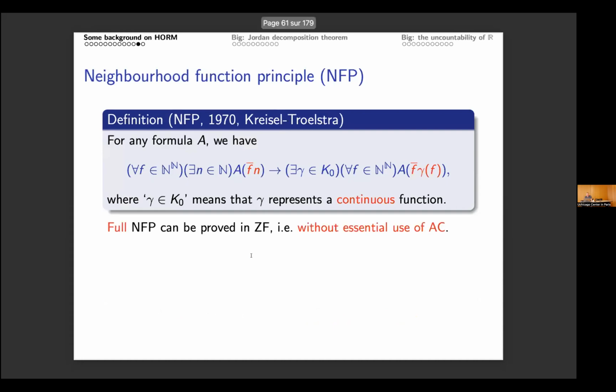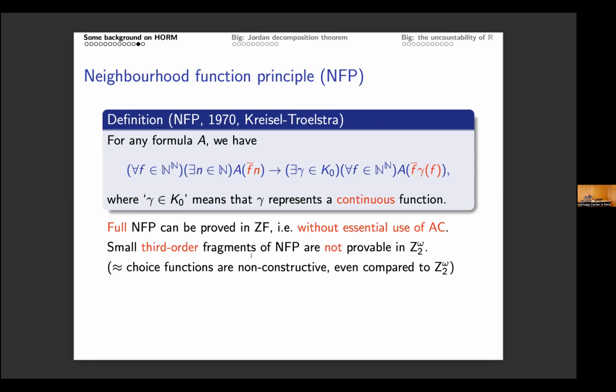And the point is, you can prove full NFP in ZF. You don't need the axiom of choice beyond ZF. And Z2 little omega can't prove even the slightest fragment of NFP. So it's rather orthogonal.